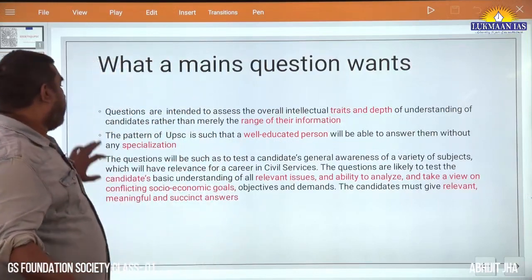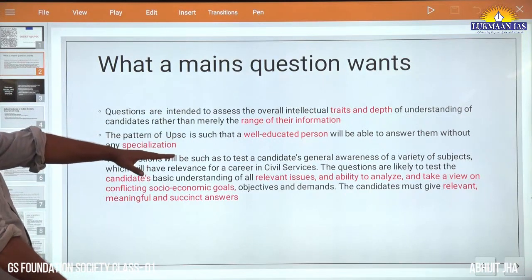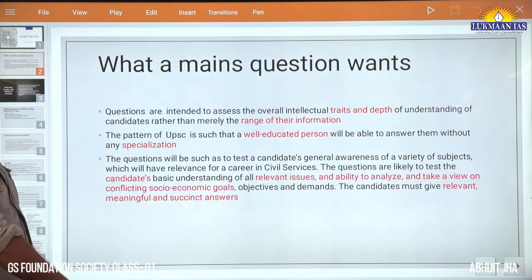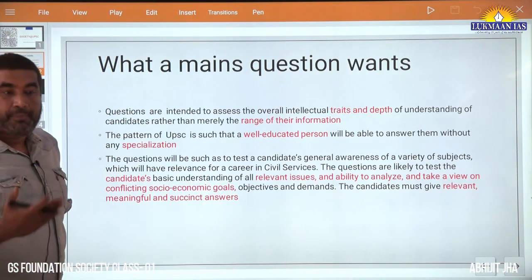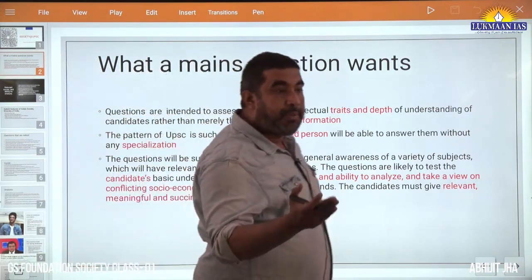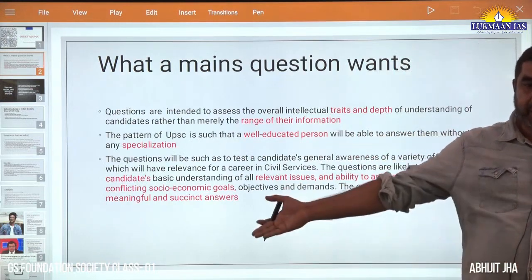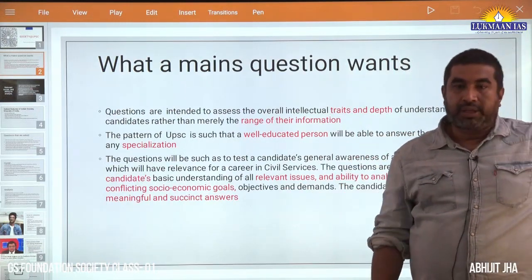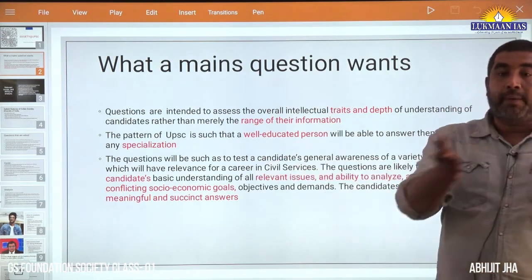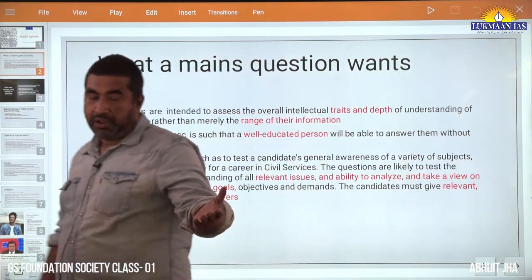Now, the third point is that the question will be such that it tests general awareness of a variety of subjects which have relevance to the civil services. This is what I was talking about, that it should keep reappearing in the newspaper. Like the issues particularly women, children or even boys faced during COVID lockdowns. Okay, so what are the trends? What will be the implications? What could have been the repercussions? These are the things you have to focus on in the newspaper.